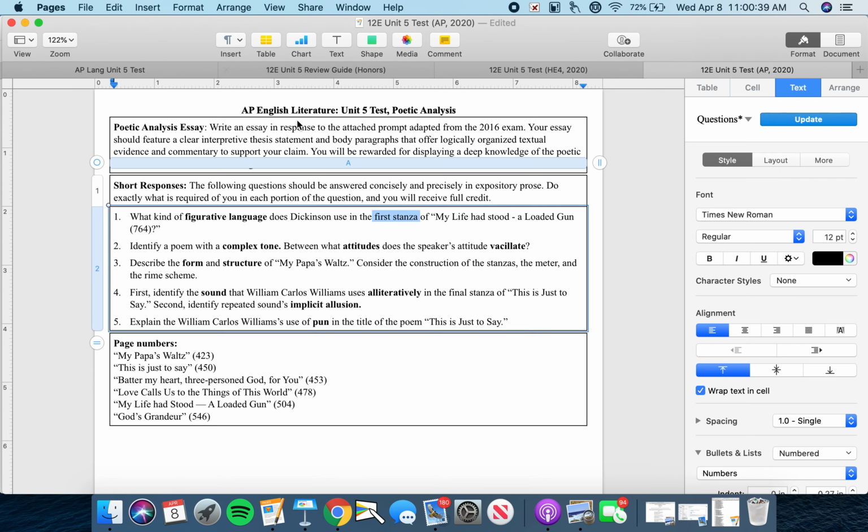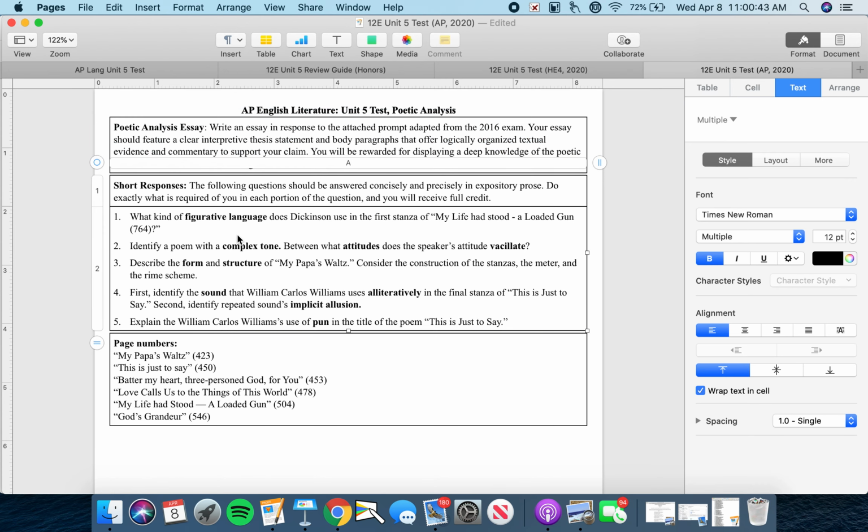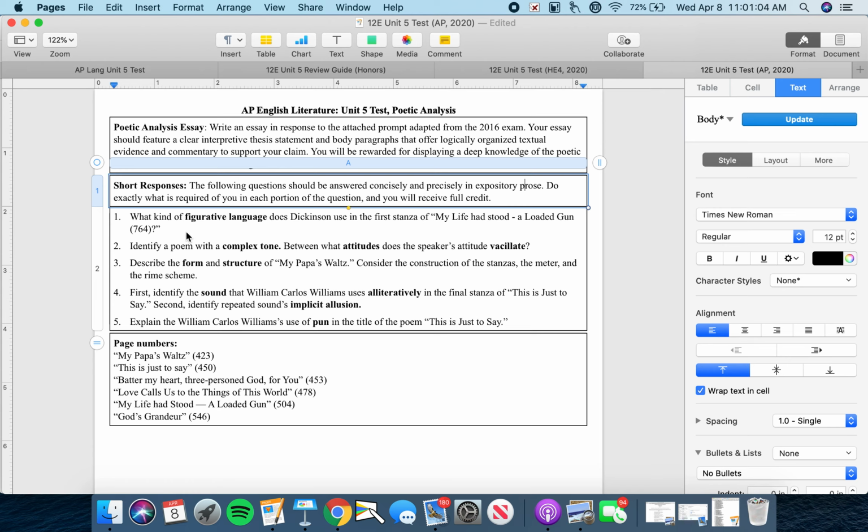I want you to interpret and analyze up here. These short responses, I'm just evaluating your basic knowledge of these devices. So you do not need to analyze them, or else we'll be here all day. These would turn into page-long essays, no doubt, or at least really big developed paragraphs. They need to be answered concisely, precisely. Expository prose, answer exactly what the question asks you.